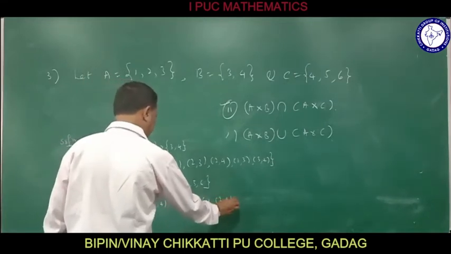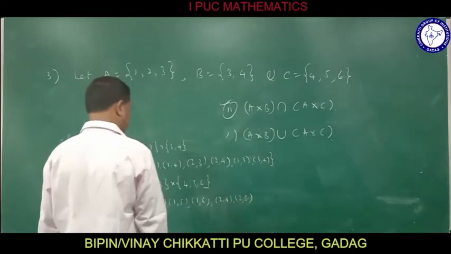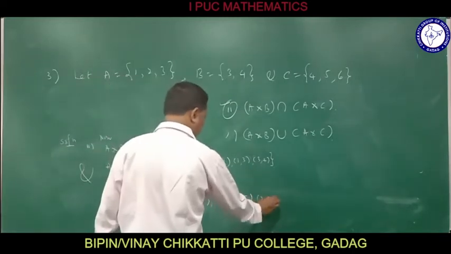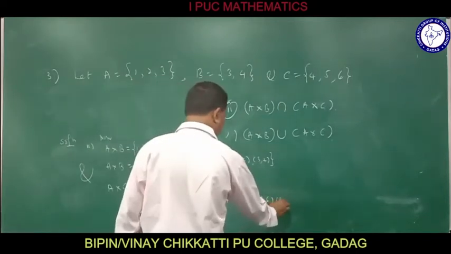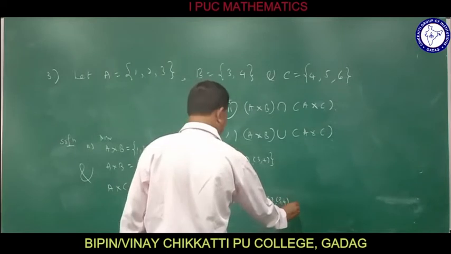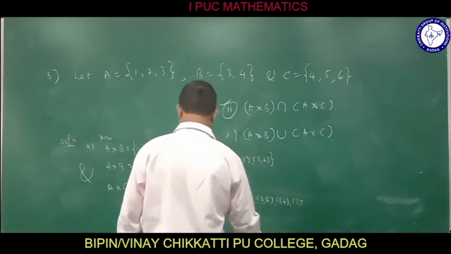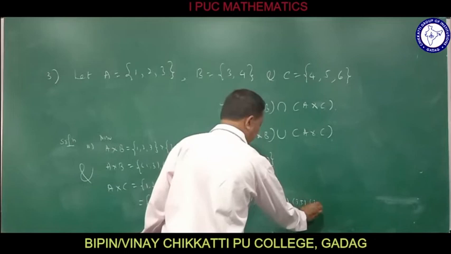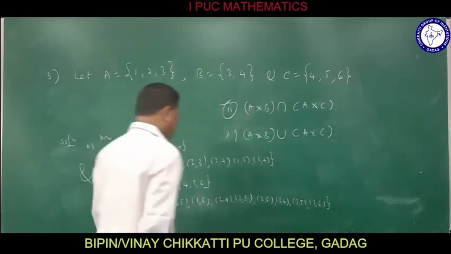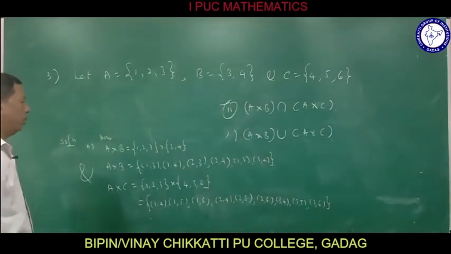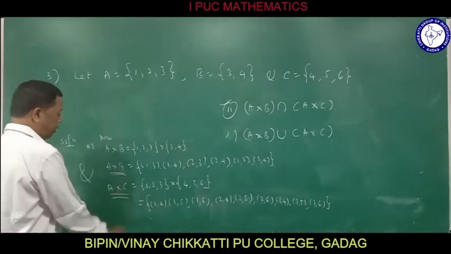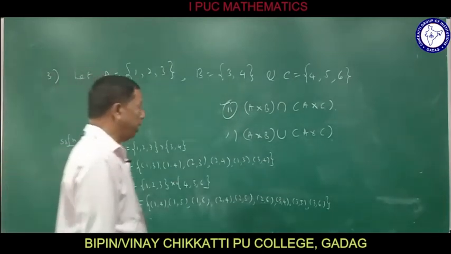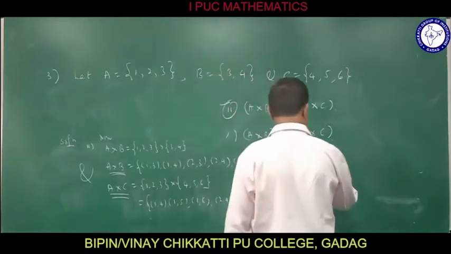and next (2,4), (2,5), (2,6). Next you have to see (3,4) and (3,5) and (3,6). So here you have to see how you have got all these results. A cross B, A cross C. Here you have got A cross B, here you have got A cross C. Now the question is, the first answer is here.